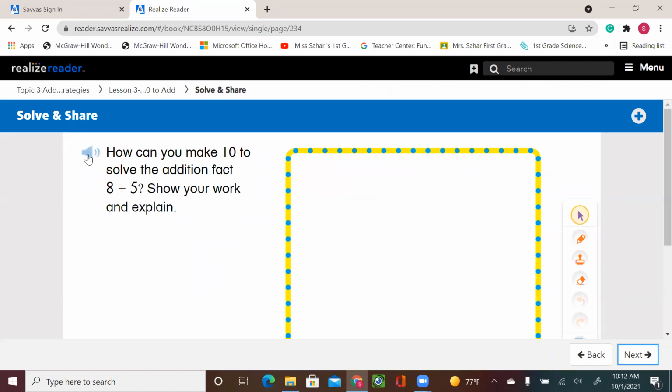So let's see what we have. How can you make 10 to solve the addition fact 8 plus 5? Show your work and explain. In the previous lesson, we made 10 by using the 10 frames, filling the counters, making sure all the 10 frames are filled, and then counting how many outside. So it was 10 plus what's left outside. Today, we're going to make 10, but we're not going to use the 10 frame. We're going to use the open number line.